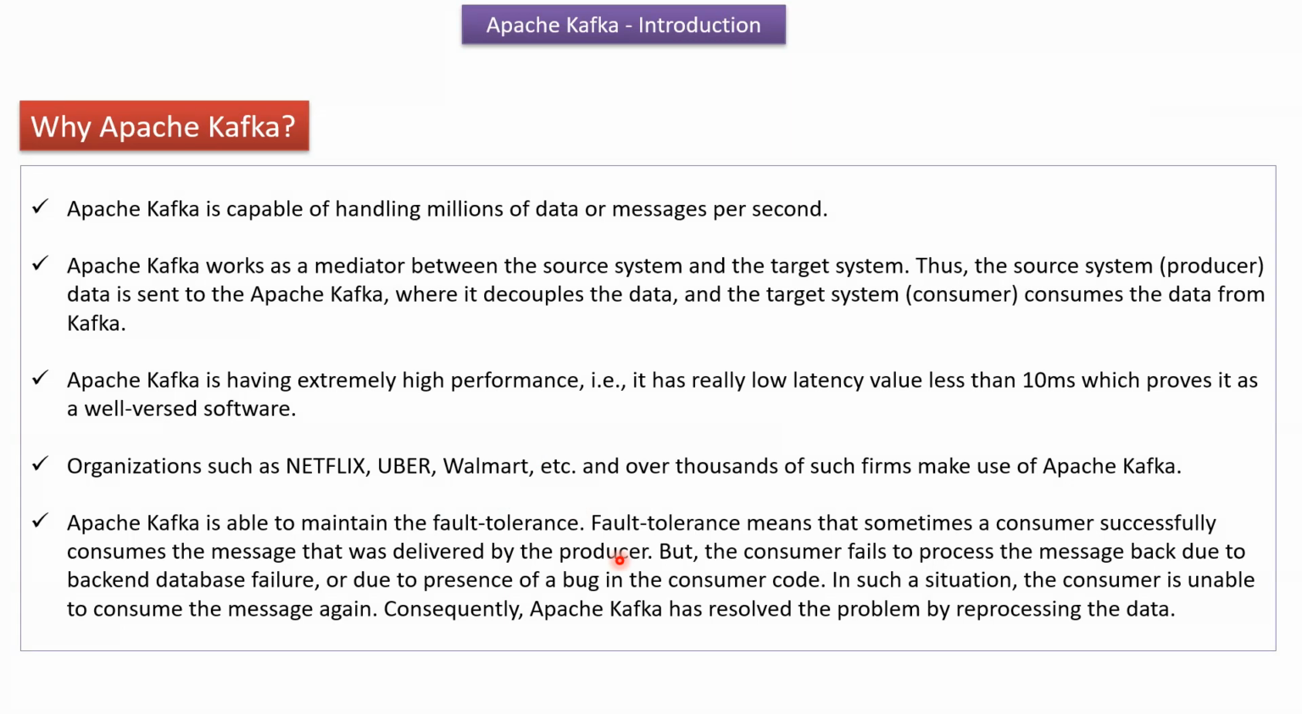Apache Kafka is able to maintain fault tolerance. Fault tolerance means that sometimes the consumer successfully consumes the message that was delivered by the producer, but the consumer fails to process the message due to some database failure or due to some bug in the consumer code. In such a situation, the consumer is unable to consume the message again, and consequently Apache Kafka has resolved this problem by reprocessing the data.